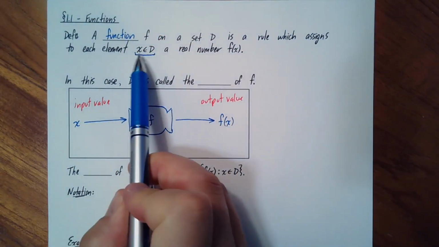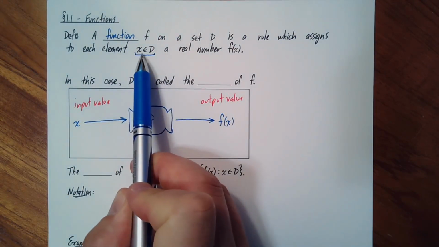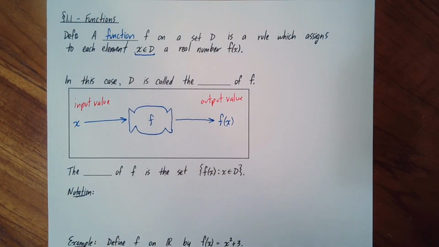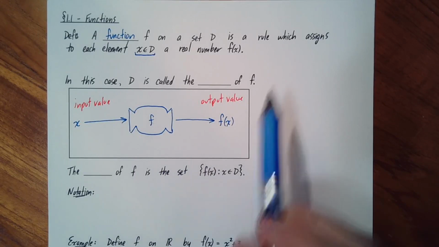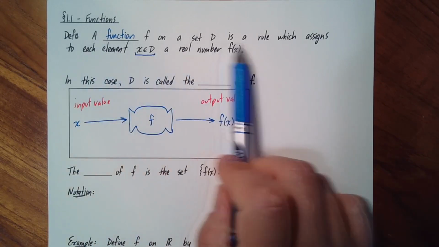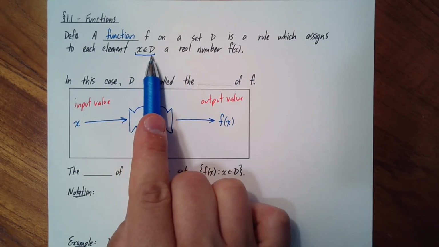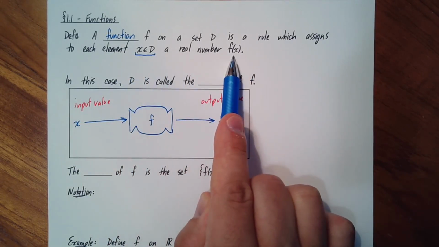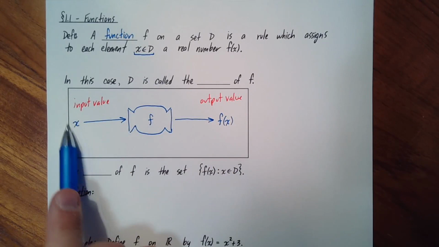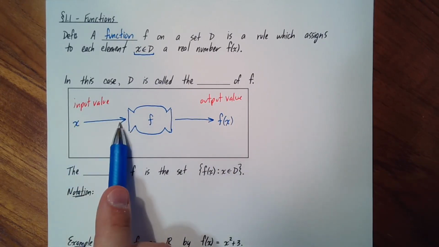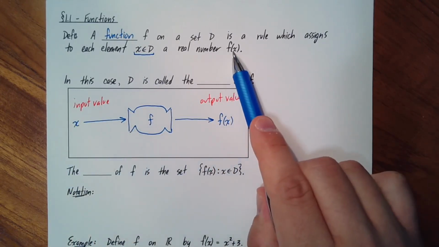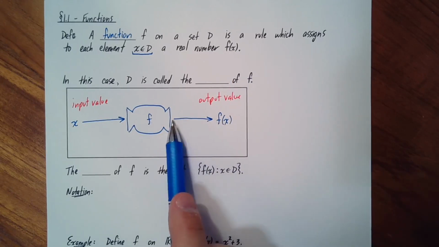This just means x is an element of the set D, or x is inside D, or x belongs to D. We'll write that down momentarily, but let's finish this definition. So a function f on a set D is a rule which assigns to each element x in the set D a real number f of x. So this x is the input value that you're plugging in over here, right? And the real number f of x that the function assigns to it is the output value.